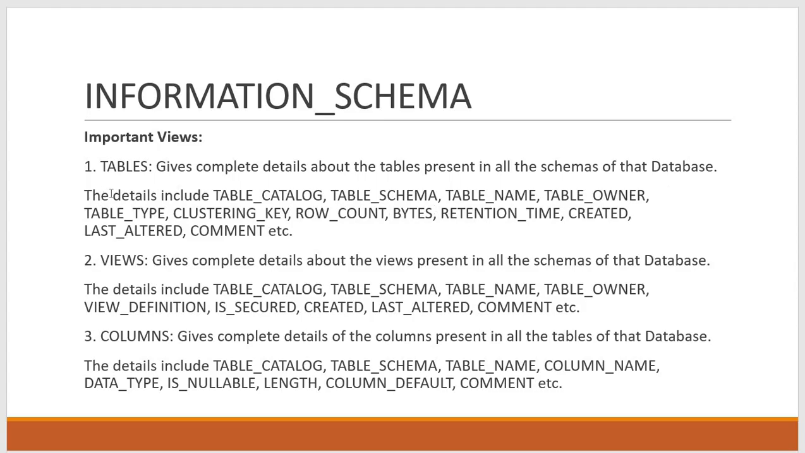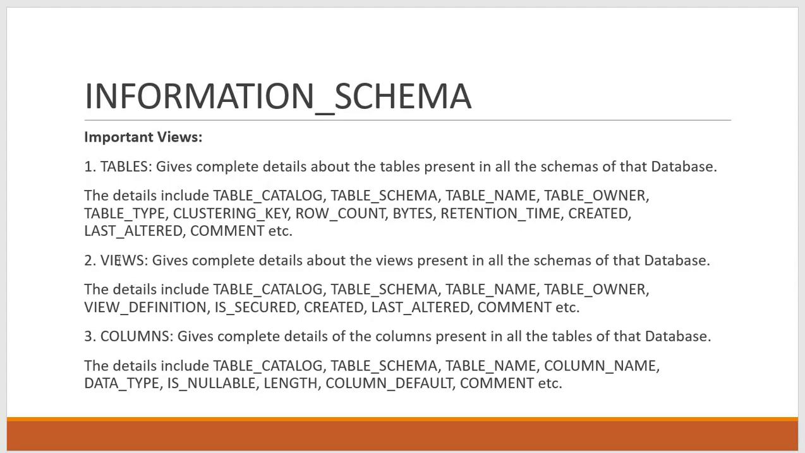So what do those metadata details include? It is the table catalog, nothing but the database name, schema name, table name, who is the table owner, what is the table type, permanent or transient or temporary table or dynamic table. Clustering keys of the table, row count in the table, number of bytes stored in the table, what is the retention time of the table. If it is a permanent table, what is the retention period, when it was created, when it was last altered, and what is the comment you provided while creating the table. So it gives all the details about all the tables present in your database.